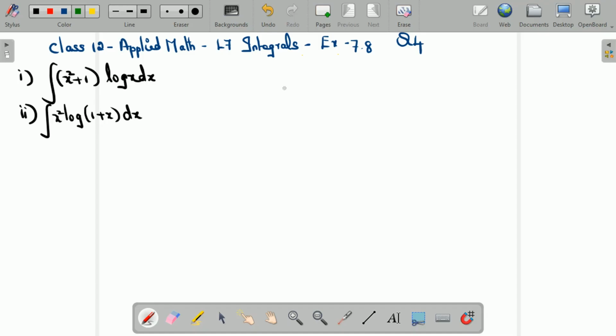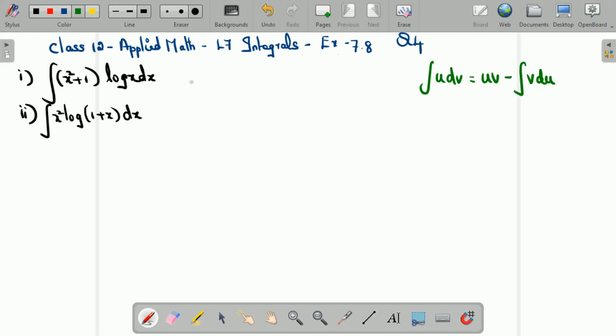In this video, let's find the solution for the fourth question in exercise 7.8. Let's look at the first subdivision, integral of (x squared plus 1) into log x dx. Now this is of the form integral u dv. So let's write the formula. This is going to be uv minus integral v du.